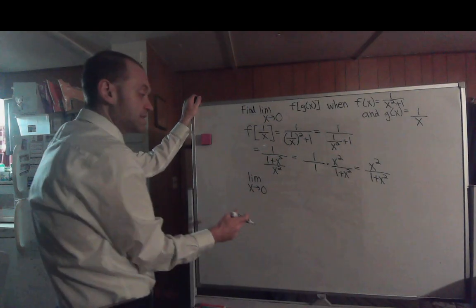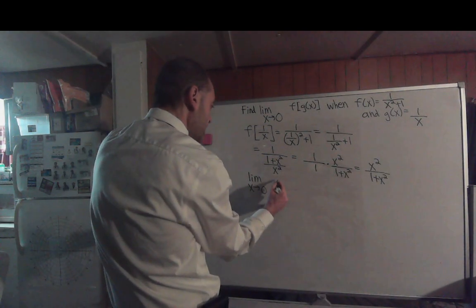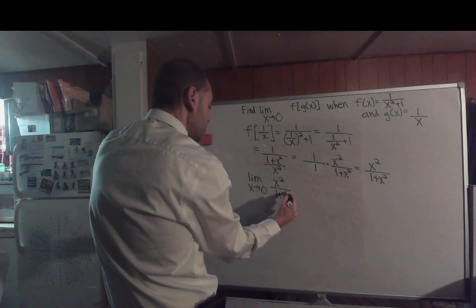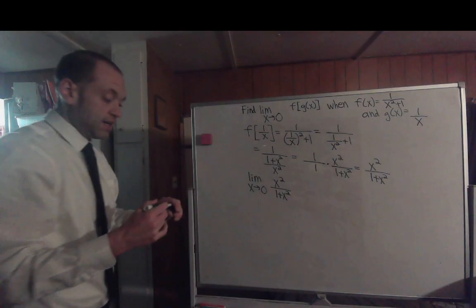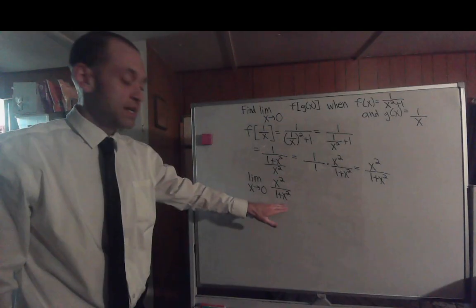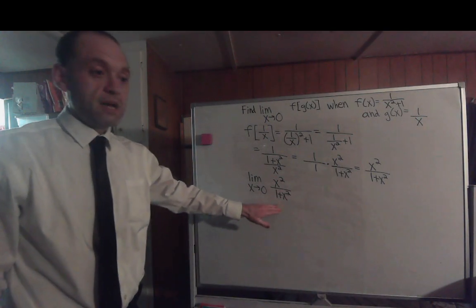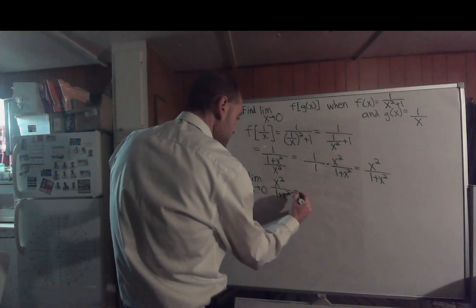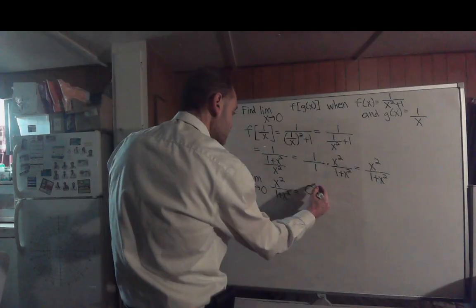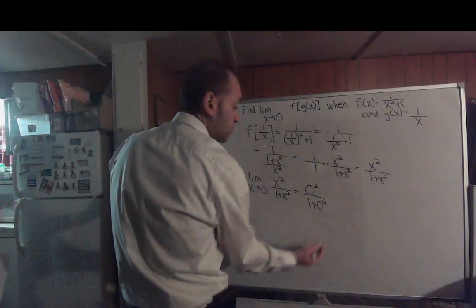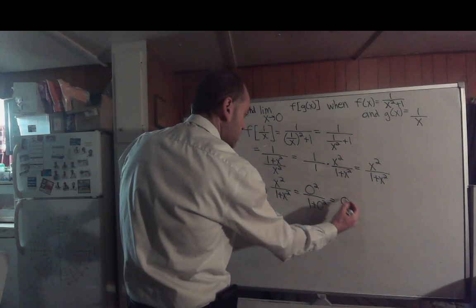So the limit as x approaches 0 of that x squared over 1 plus x squared, well, we can use direct substitution, because if we put 0 in the denominator, we'll just get a denominator of 1, which is definitely defined. If we do direct substitution, you would get 0 squared all over 1 plus 0 squared, which is just going to give you 0.